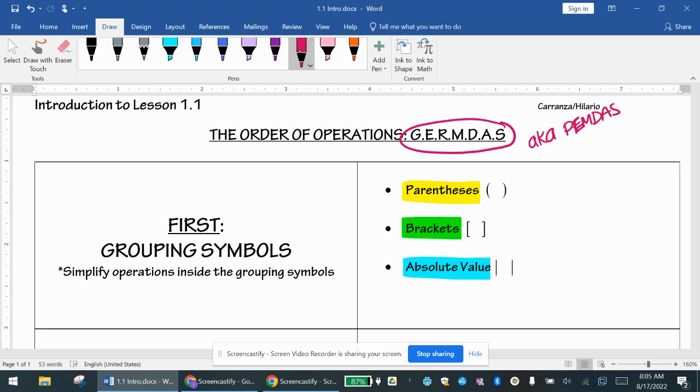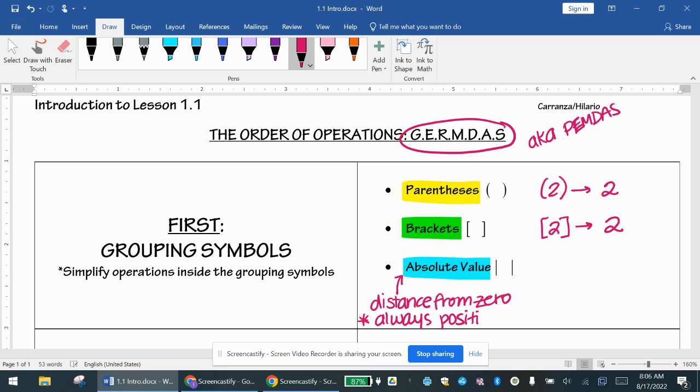Parentheses do not change the value of a number. So if you see a 2 in parentheses, that just means that it's a value of 2. If you see brackets around a number, that also means that the value is still just 2. However, absolute value is the distance that a number is from 0. And distance is always positive.